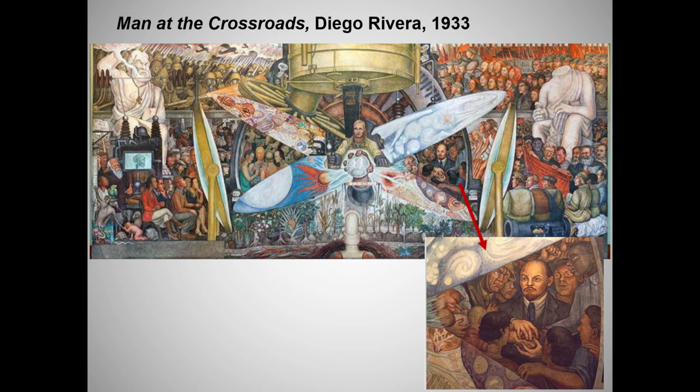This is a reconstructed version of a mural that the Rockefellers hired Rivera to paint for the lobby of Rockefeller Plaza. When Rivera chose to include the Soviet leader Lenin in his mural about progress, the Rockefellers fired him and had the mural destroyed. I've drawn an arrow to the portrait of Lenin and blown it up.